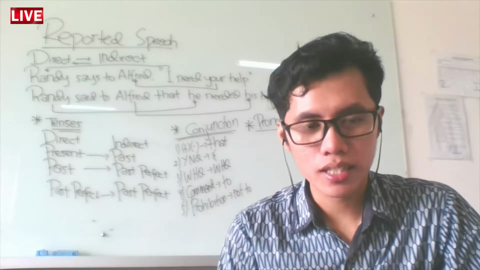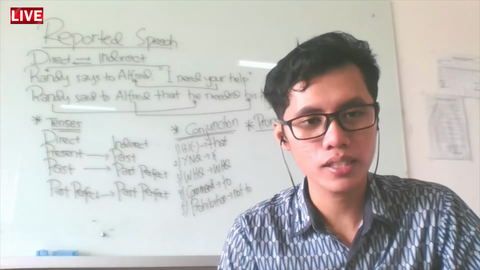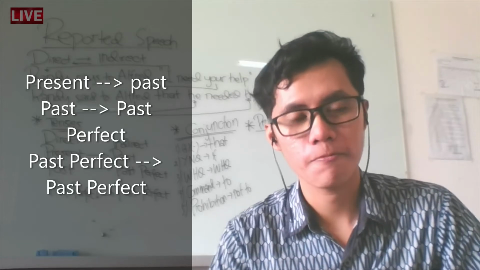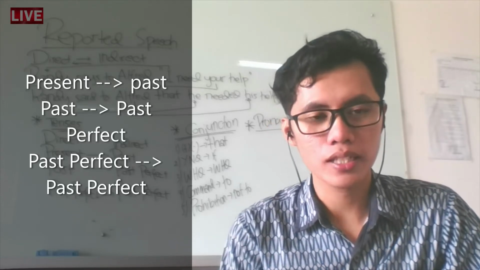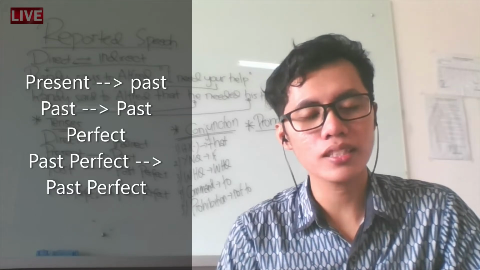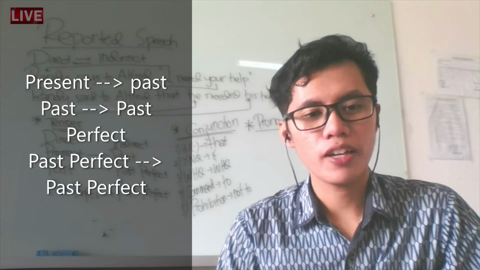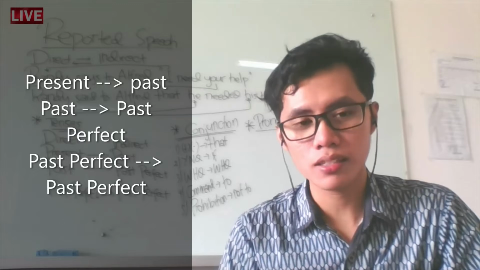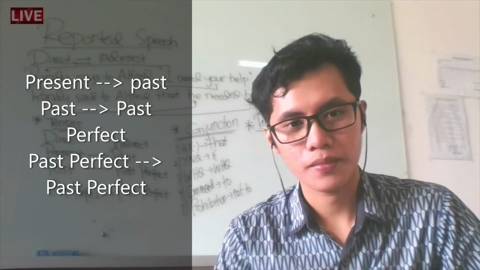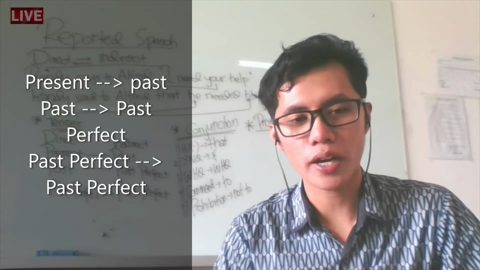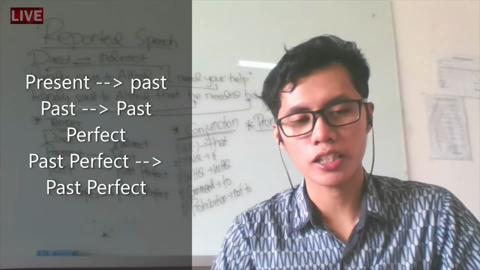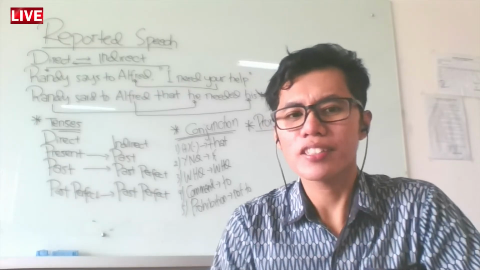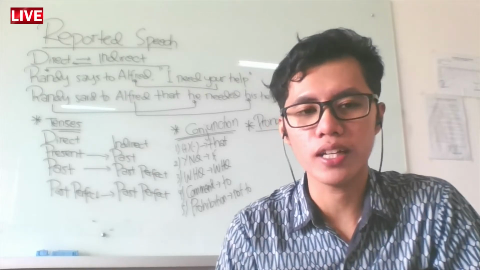So in a direct sentence, if it is present, it needs to be changed into past. If it is past in the direct, we need to change that into past perfect. If it's already past perfect in the direct sentence, you don't need to change that. It will remain past perfect. So present into past, past into past perfect, and past perfect remains past perfect. And there are 16 tenses, not only 3 of them.